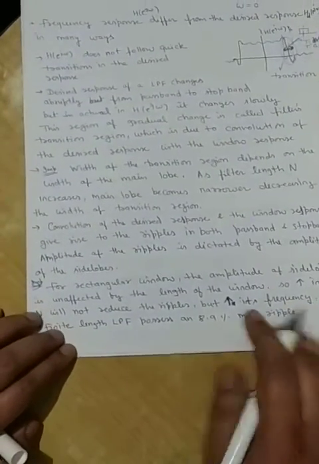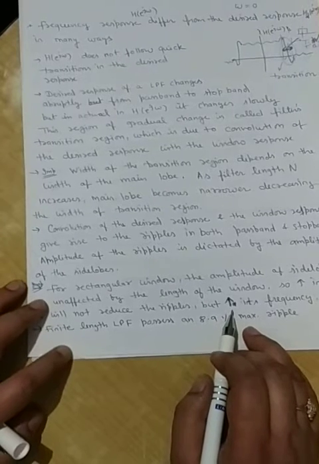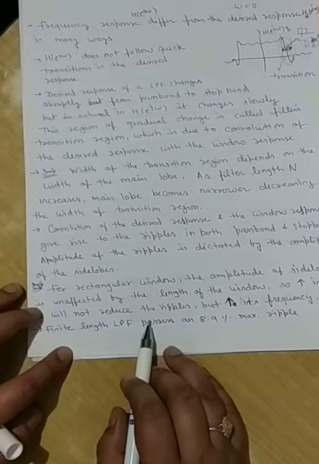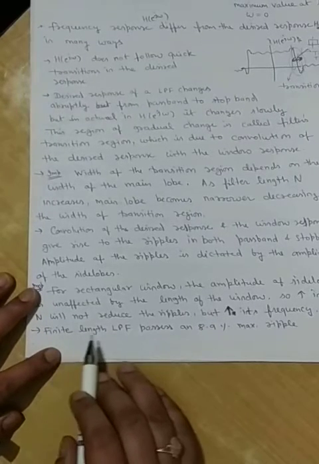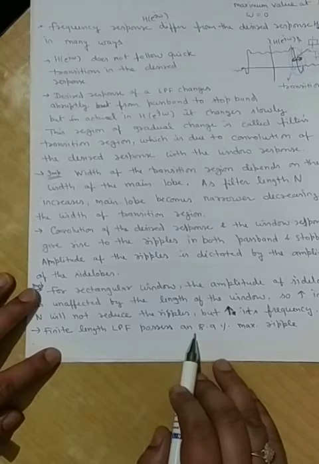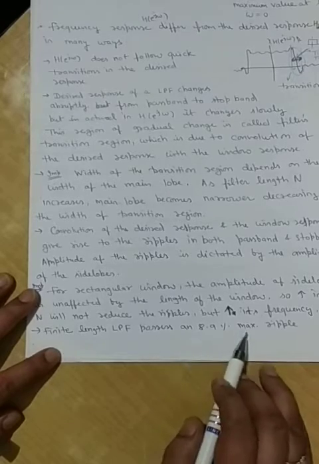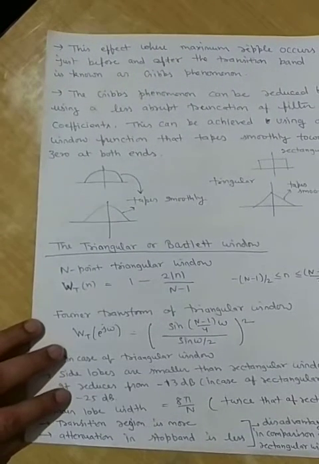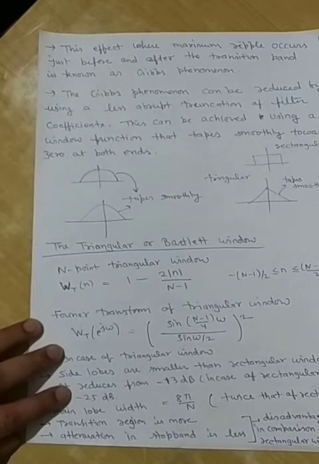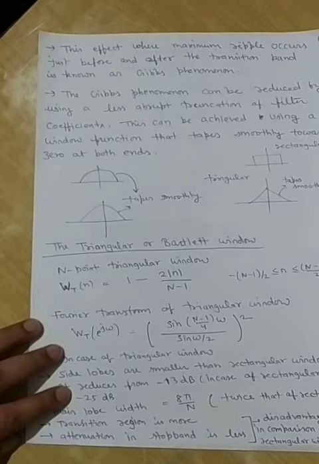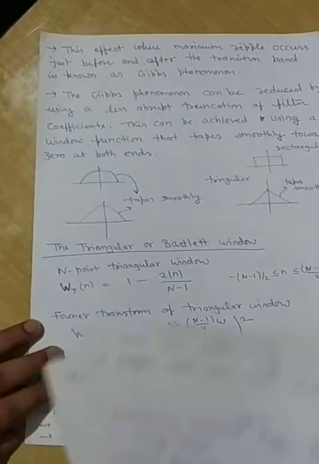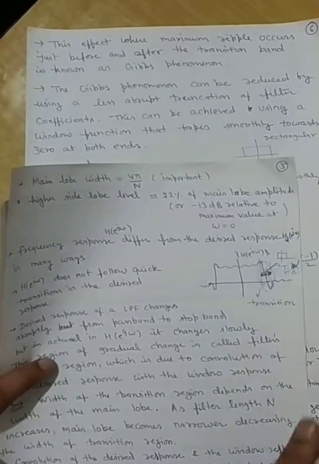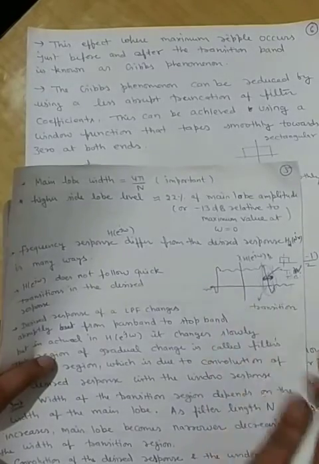Okay. So this is another important thing related to the rectangular window. Now we have to understand that a finite length low pass filter possesses an 8.9% maximum ripple. Means the ripple is 8.9% of the maximum amplitude of the filter that you get in the desired response, or that you get in the actual response.